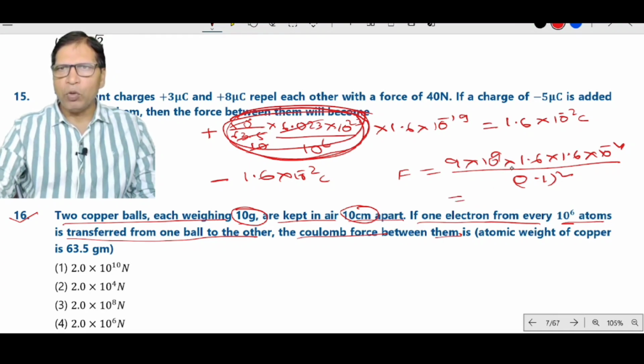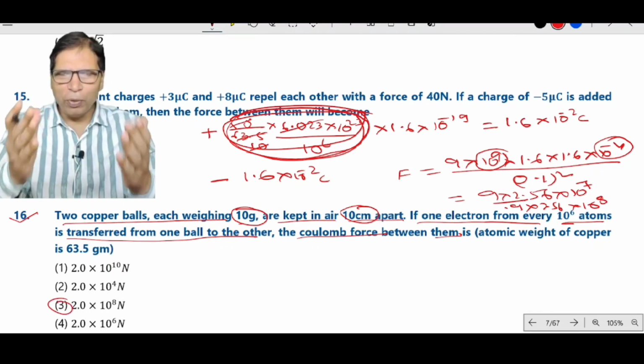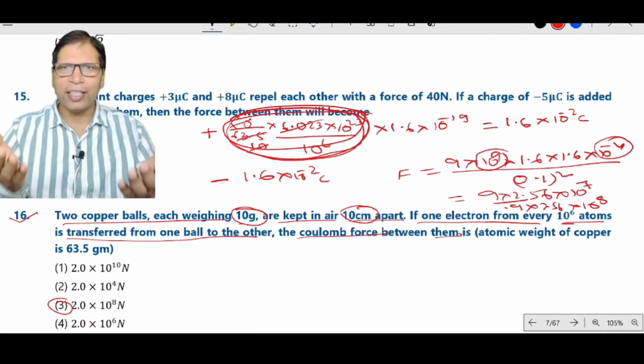So this is 9 into 2.56 into 10 to the power 7. Therefore, this is almost 0.9 into 2.56 into 10 to the power 8. Look at this option, sir: 2 into 10 to the power 8 Newton is the force of attraction between the two charges.